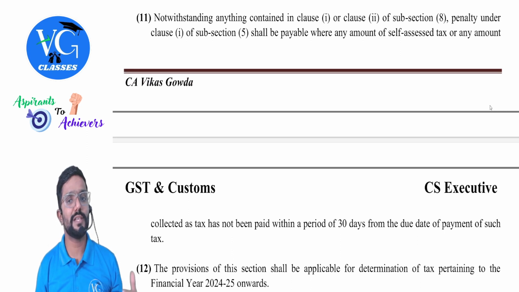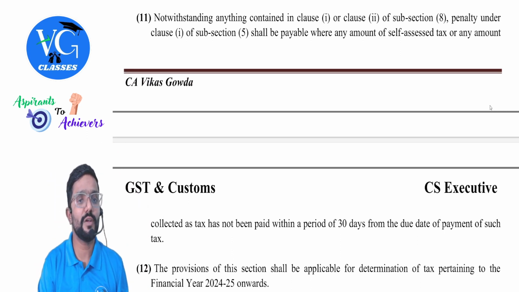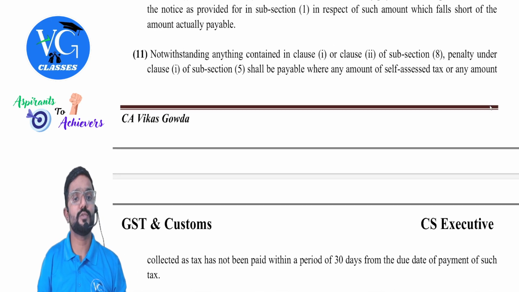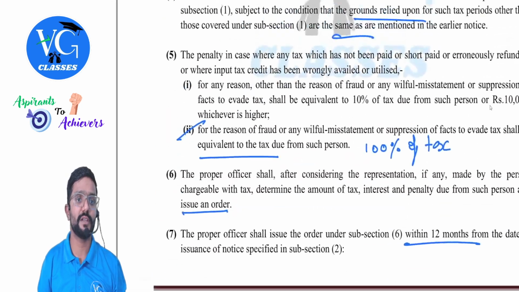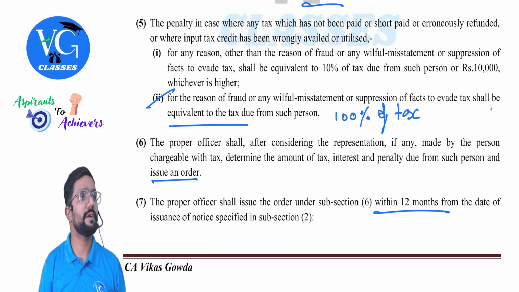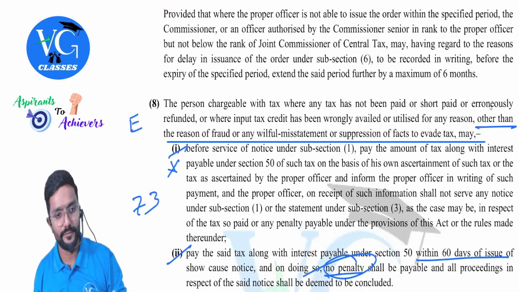Notwithstanding anything contained in clause 1 or clause 2 of subsection 8, okay, that is error, penalty under clause 1 of subsection 5 shall be payable. Penalty under clause 1 of subsection 5 means how much, sir? 10% thing. You can see 10% of the tax or 10,000, whichever is higher, guys. This part, this one.